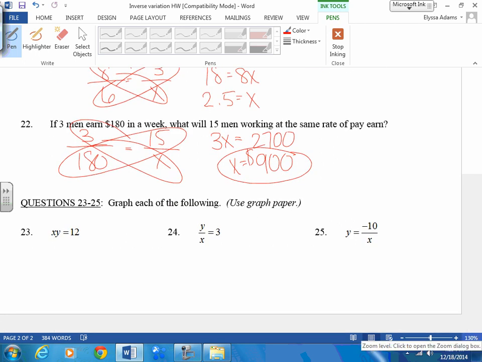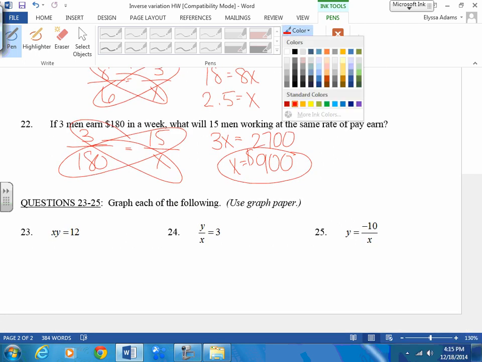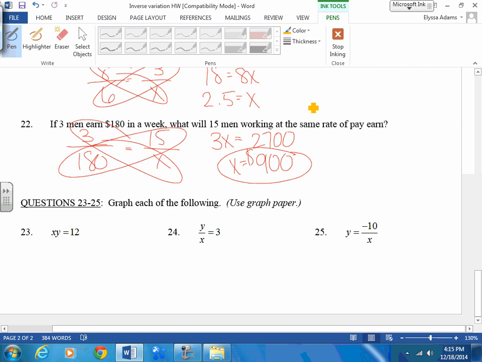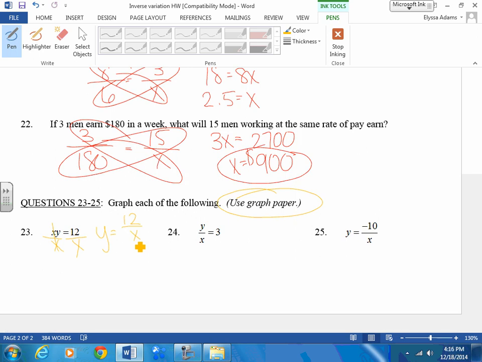Going down to these ones, you have to graph. A lot of you guys forgot to graph on the direct sheet. Don't forget this. It even says to use graph paper. But remember, when you graph things, they always have to be y equals. So for this one, we're going to have to divide both sides by x. Put y is equal to 12 over x into your calculator. You are going to get something very weird. Find the nice points and graph it.